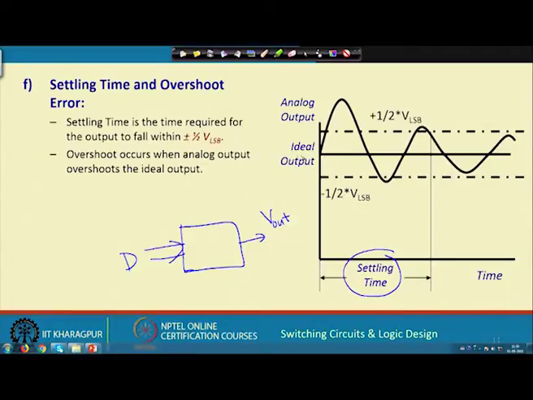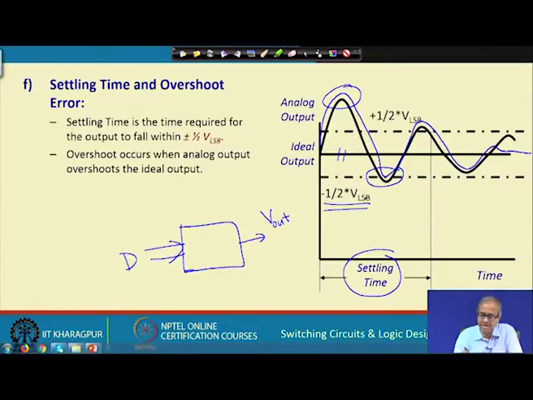Suppose this is the ideal output level. Sometimes the output can go up, go down, again go up and go down before settling down. This is called overshoot, or this part will be undershoot. And settling time is the time after which, even with this overshoot or undershoot, the output value falls within plus or minus half of the step size, or the LSB equivalent voltage. So, in this example settling time is up to here.